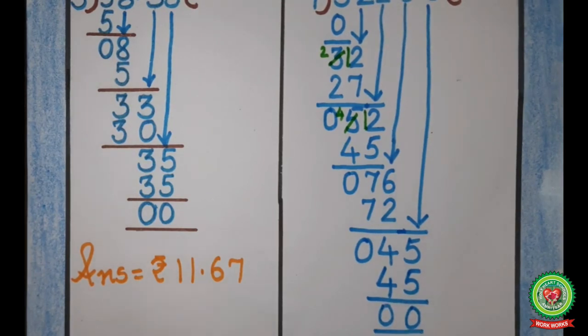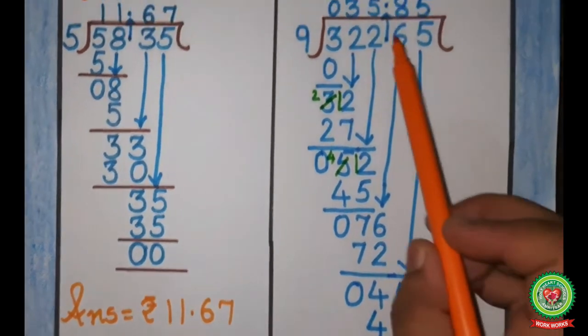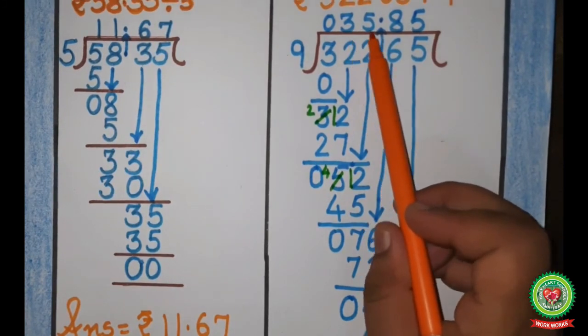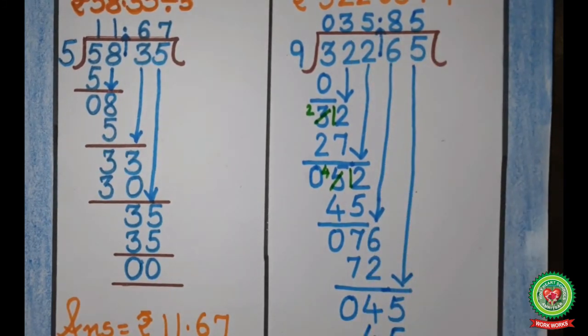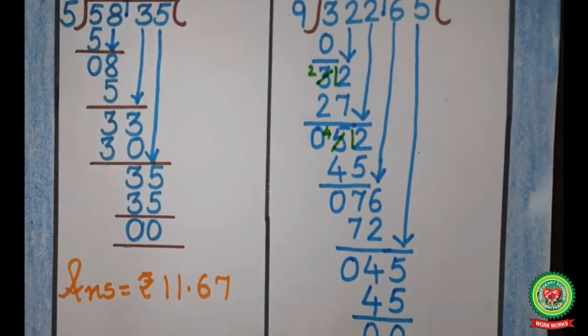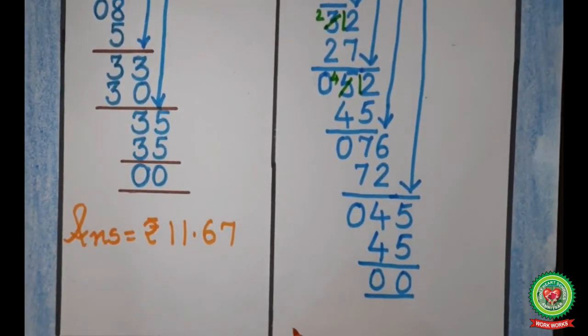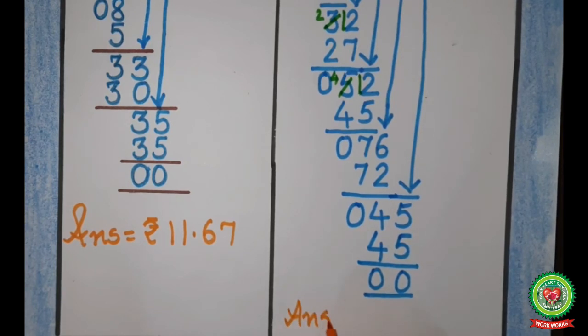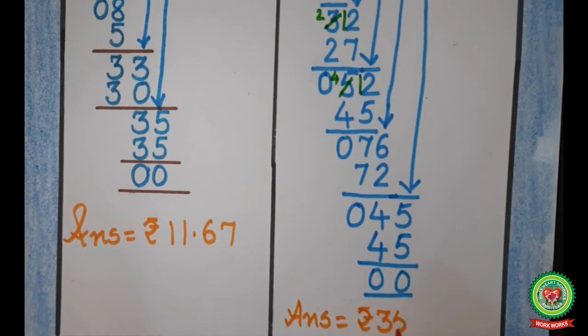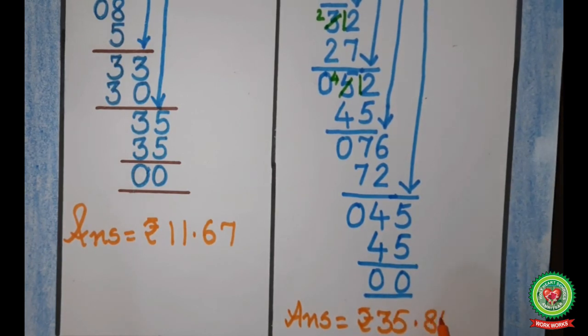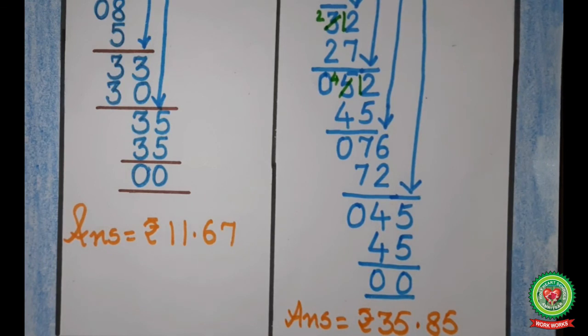That means the answer is rupees 35 and 85 paise. So we will write here answer, ₹35 and 85 paise. So students, today we have learnt how to do multiply and divide in chapter money.